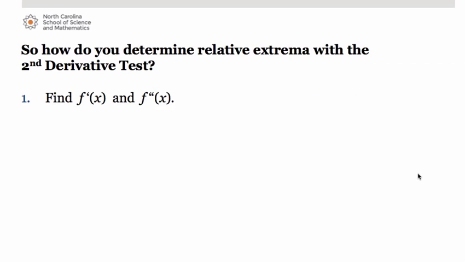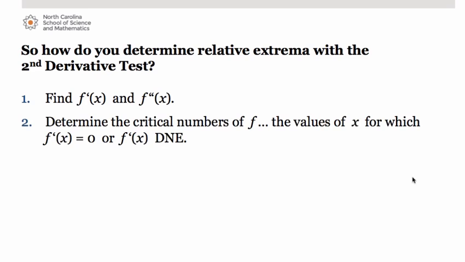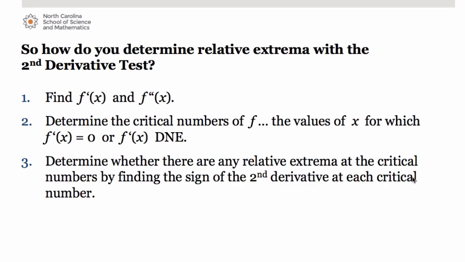So how do you determine relative extrema by using the second derivative test? Well, if you think back, we need critical numbers, so we have to find our first derivative, but then we're going to need to substitute those critical numbers into the second derivative. So we are going to have to find both the first derivative and second derivative of the function. Next, we will have to determine the critical numbers of f, the values of x for which the first derivative equals 0, or perhaps where the first derivative does not exist. Finally, we are going to determine whether there are any relative extrema at the critical numbers by finding the sign of the second derivative at each critical number.